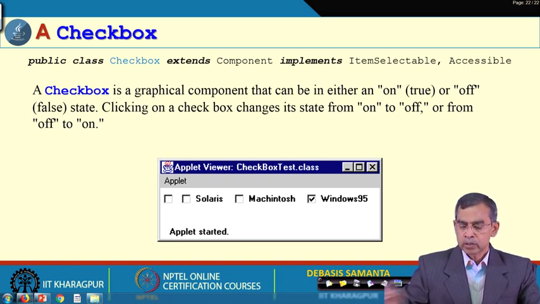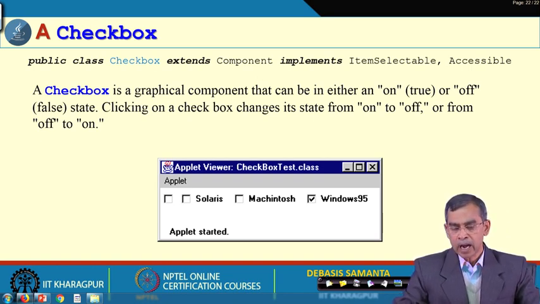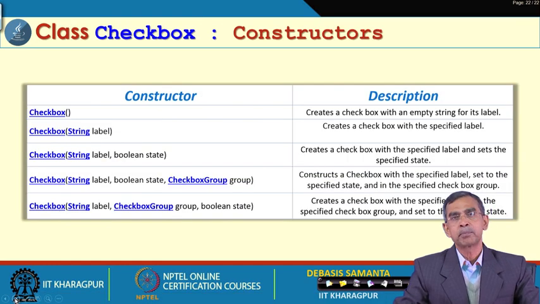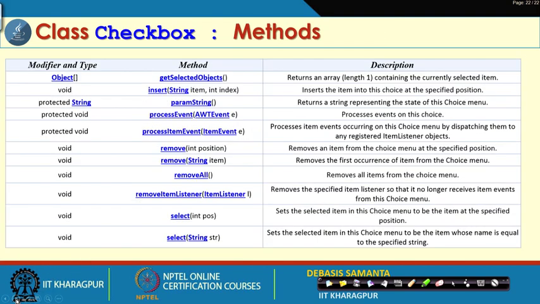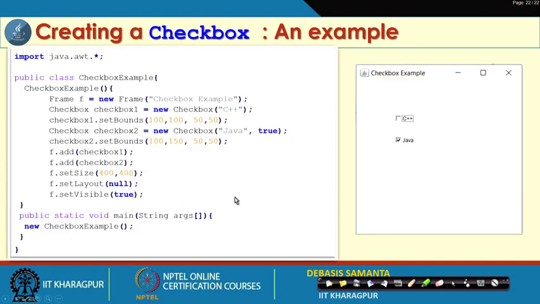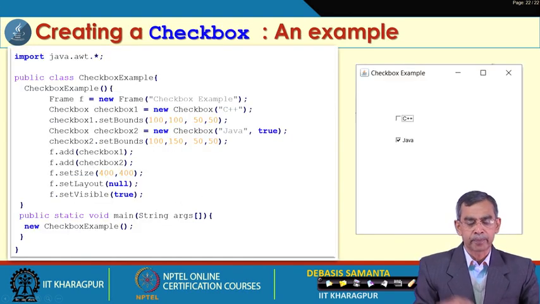Now let's see how the checkbox can be created. Definitely there is a class for the checkbox, and for this class there is a constructor, and there are some methods also. These are the Checkbox methods, and this is an example of how we can add a checkbox into a frame. It is basically the same thing as the button.